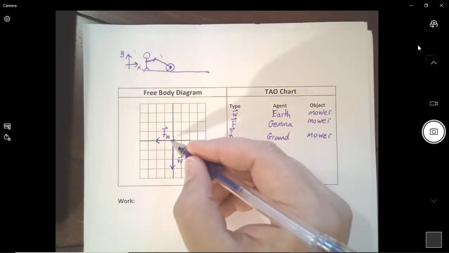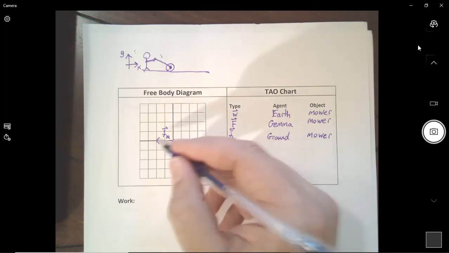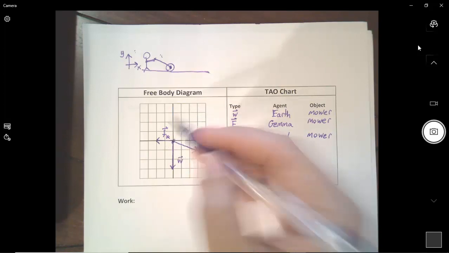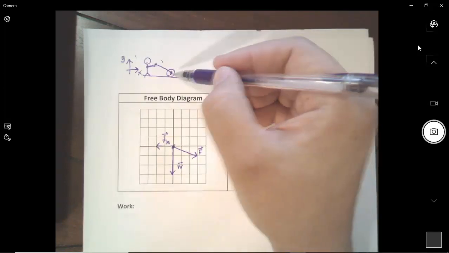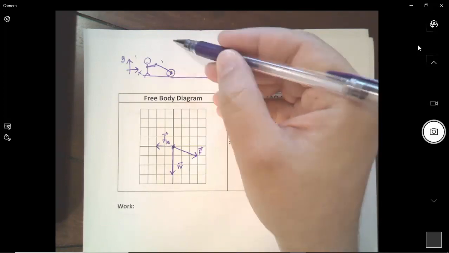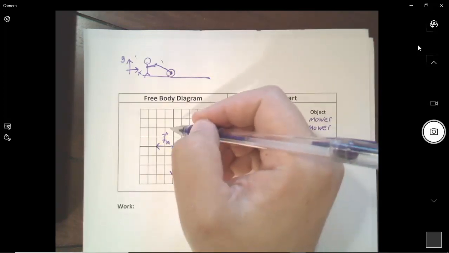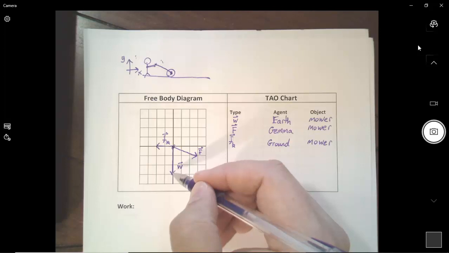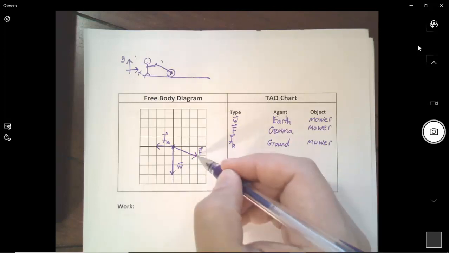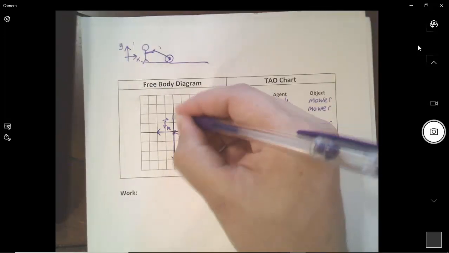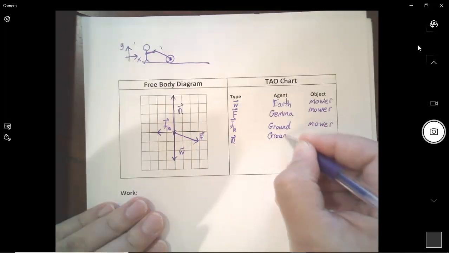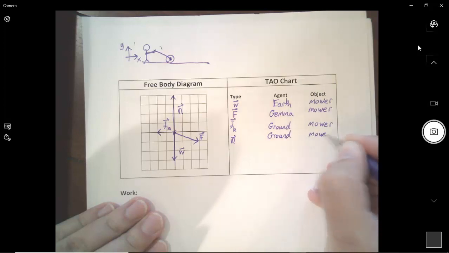Finally, we have the normal force. Now, there's no acceleration in the vertical direction, right? And the normal force eats up whatever force it needs to in order to provide the acceleration in the direction that it's pushing. Well, normal force means perpendicular, so it has to be perpendicular to the ground, which means up. There's 3 tick marks down for weight, 1 for F, so the normal force needs to point upwards with 4 tick marks. The agent is still the ground, and the object is the mower.